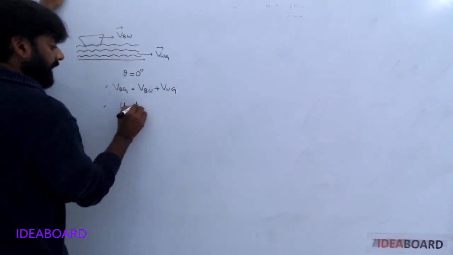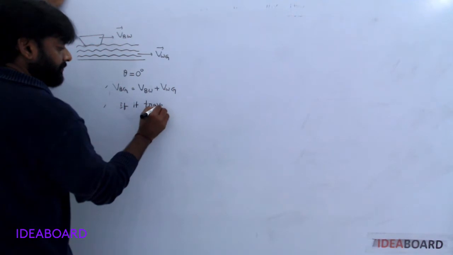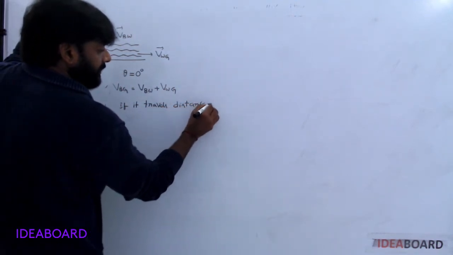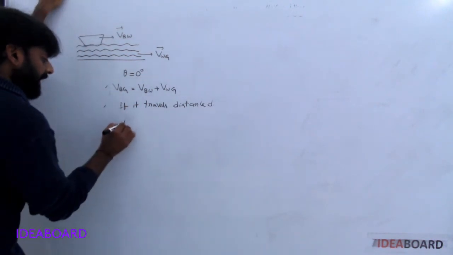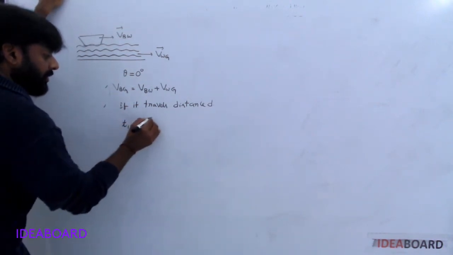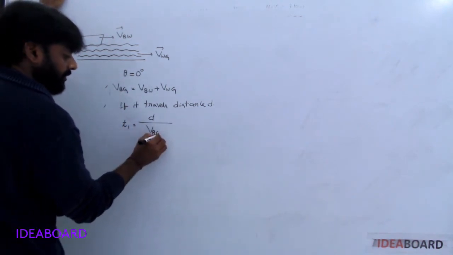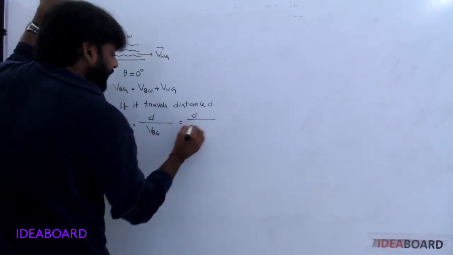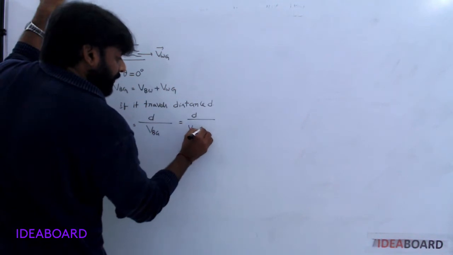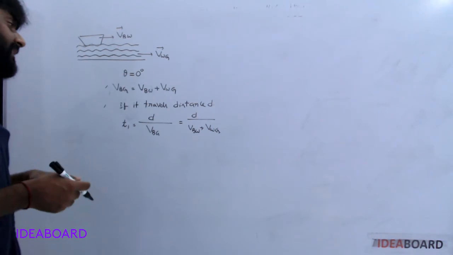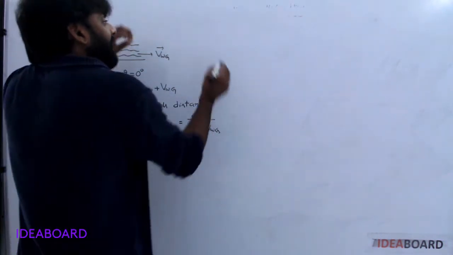Now, if it travels distance d, time is equal to d by velocity, meaning boat with respect to ground. So d by boat with respect to water plus water with respect to ground, if in case it travels the distance d.